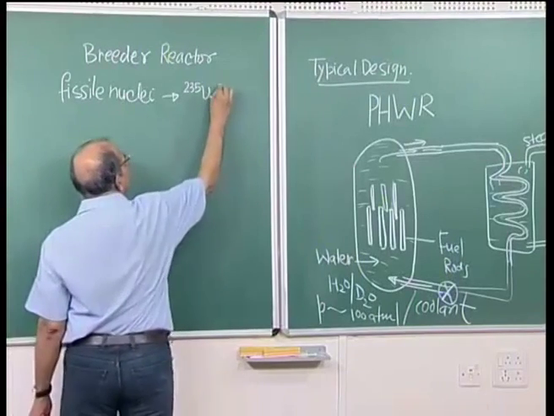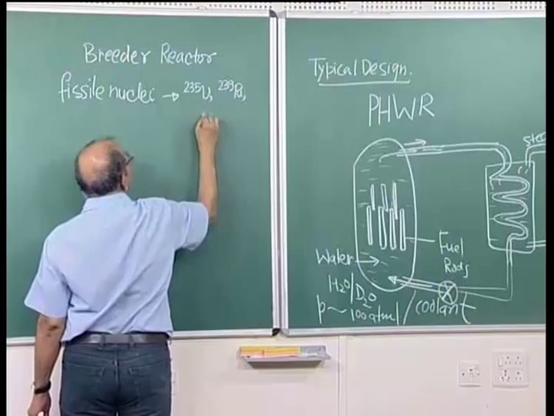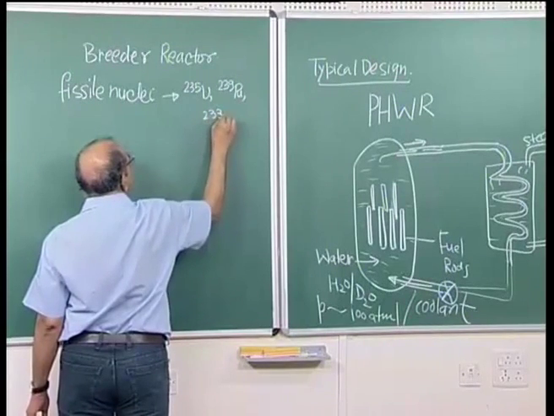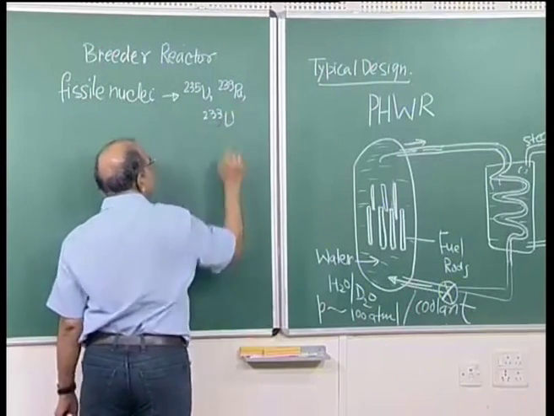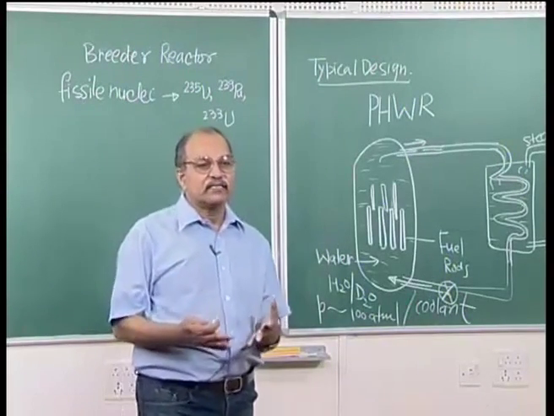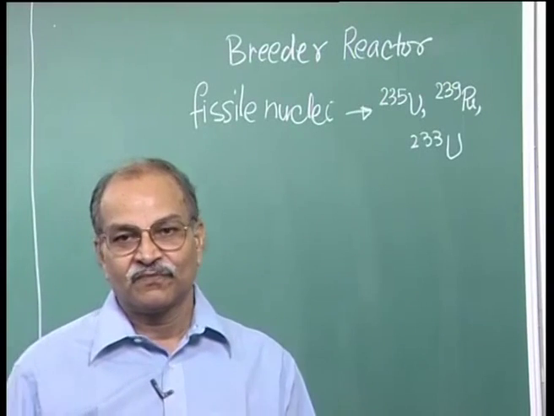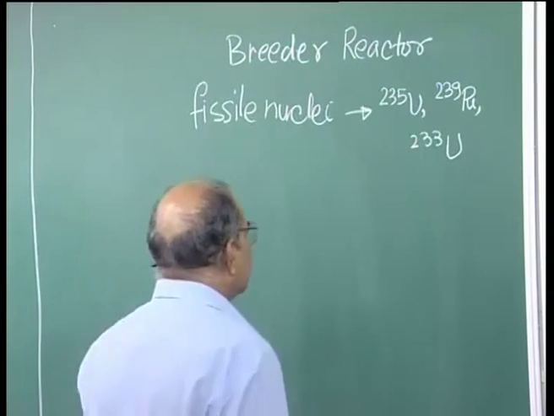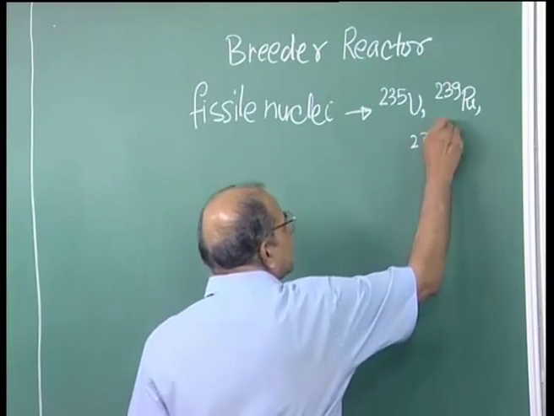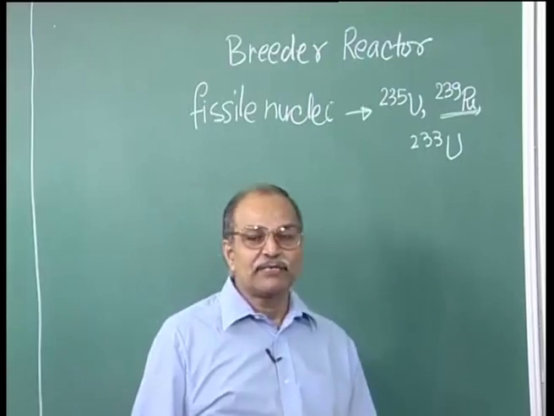Uranium-235, plutonium-239 and uranium-233 are fissile, which can be used in a nuclear reactor where a neutron goes into it and makes the fission. Now, let us take this as a typical example, plutonium-239.